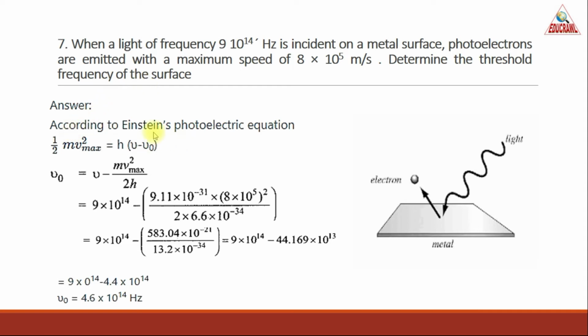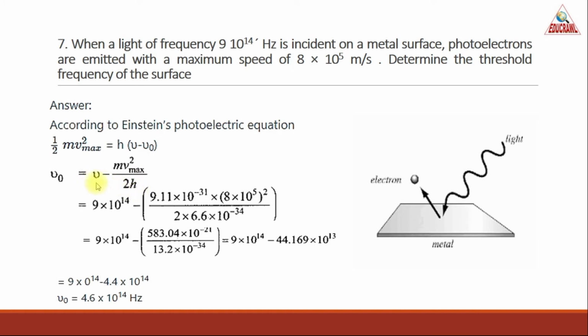Hence, we use Einstein's photoelectric equation, which is half mv squared is equal to h into mu minus mu naught. We are supposed to find the threshold frequency, which is mu naught. So mu naught alone we keep on the LHS, and all the remaining terms we take to the RHS. So we get h mu naught is equal to h mu minus half mv squared. We want to find only mu naught, so once again we divide the RHS by h. So we get the expression as mu minus mv squared divided by 2h.